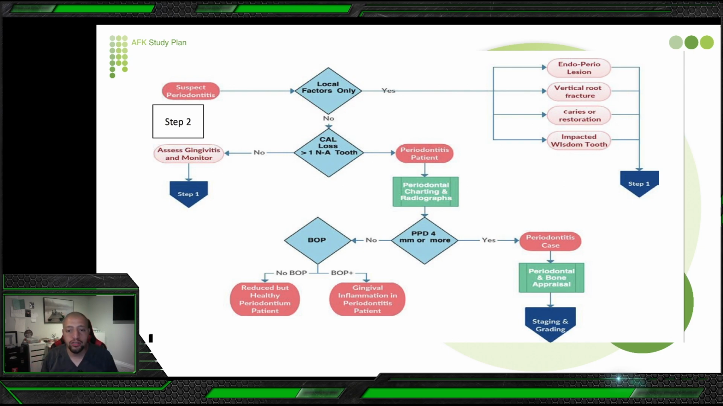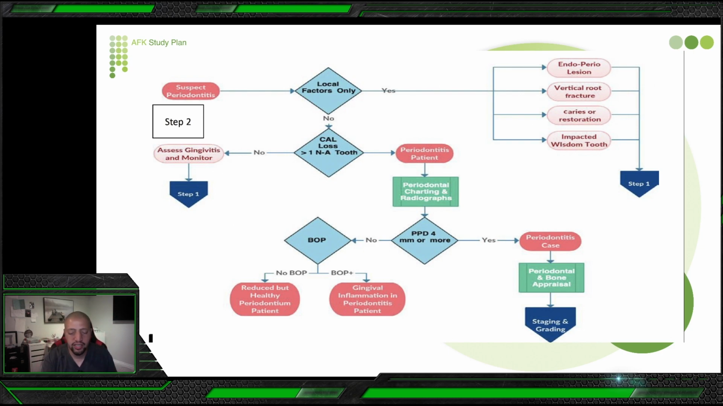So we're going to do the charting. First of all, we check probing depths. If the probing depth is 4 or more, we say yes, it's a periodontitis case, and then we speak about staging and grading. But if the probing depth is not 4 or more, you check for bleeding on probing. If there is bleeding on probing, you say gingival inflammation in a periodontitis patient. If there is no bleeding on probing, you say this patient had periodontitis before, and as we said, periodontitis is a factor of life. A periodontitis patient will stay a periodontitis patient forever, so he is a reduced but healthy periodontium patient.